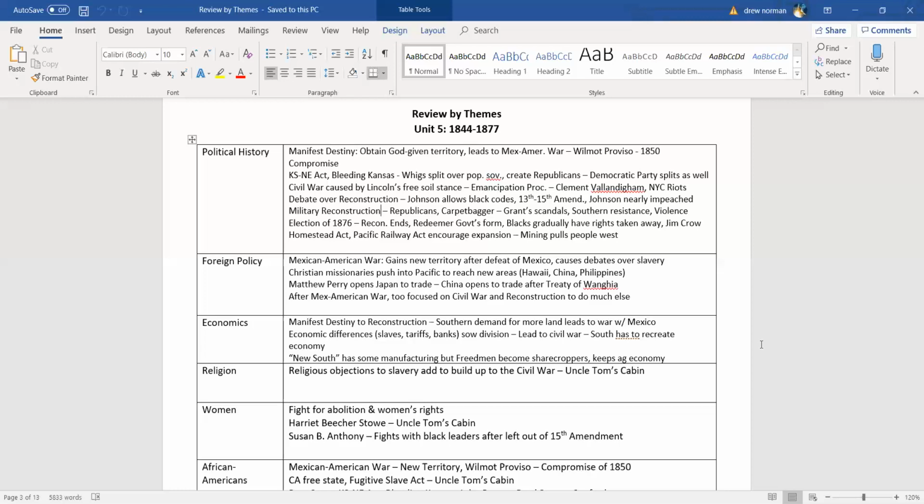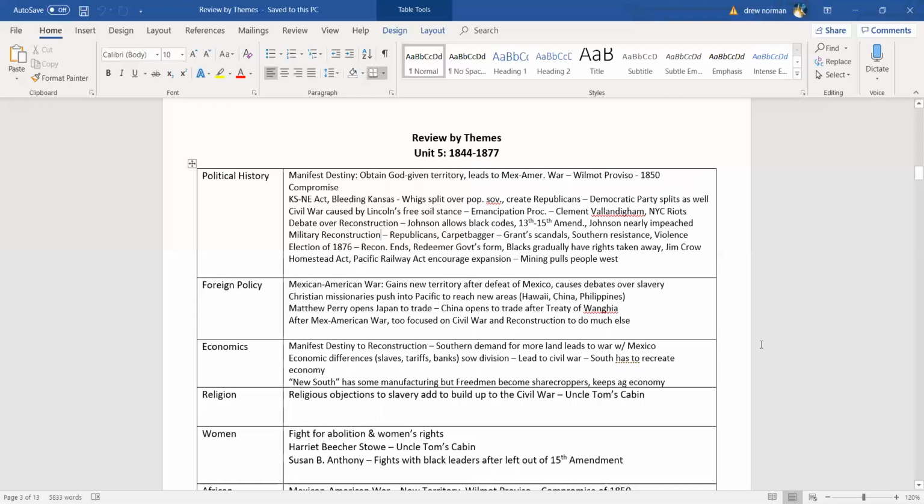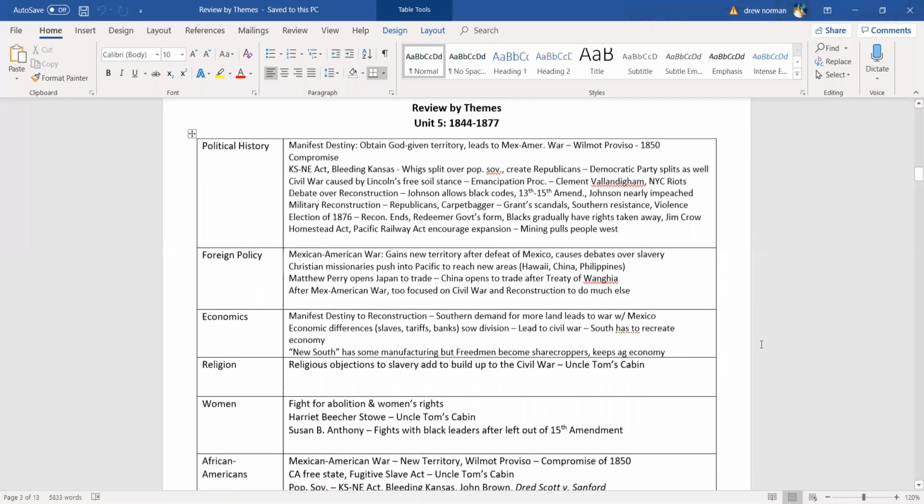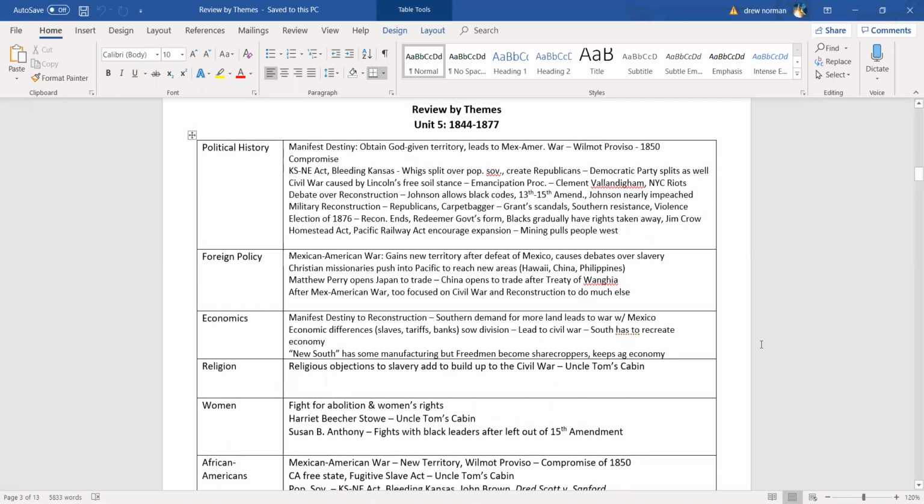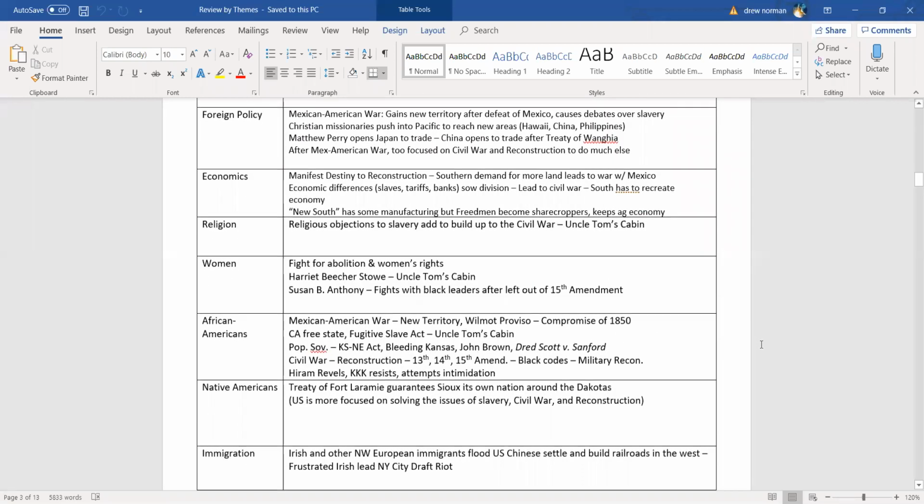So not only the idea of the Homestead Act, but also mining in states like California, which became a state in less than 2 years because of the influx of people. So that kind of wraps up the political history. And as usual, everything in this time period can typically be tied to political history in some manner. So that brings us to foreign policy. How do we deal with foreign countries during this time period?